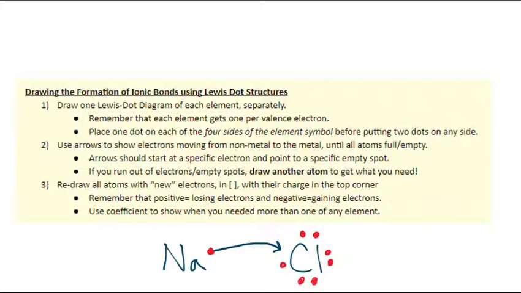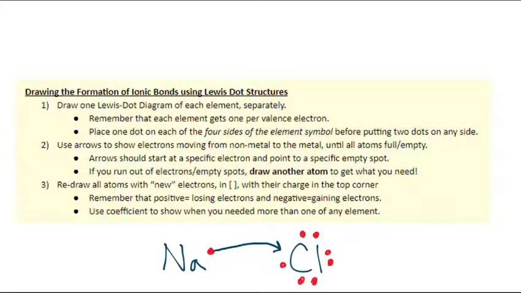If this is our plan, and when these electrons do move like this, then sodium will have no more electrons visible. It looks empty, and our chlorine is going to be completely full. That is our goal. But it's not always going to happen with a single arrow, and sometimes it's not even going to happen with just a single sodium and chlorine.